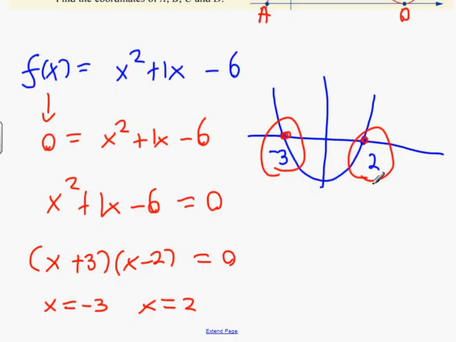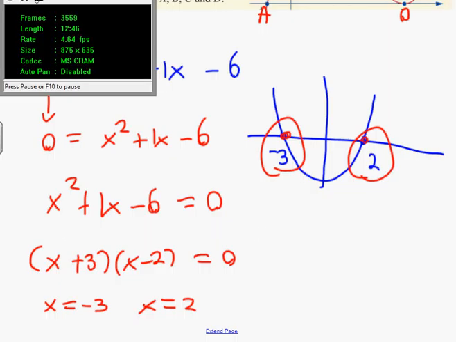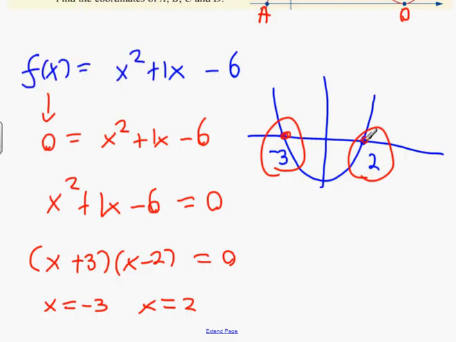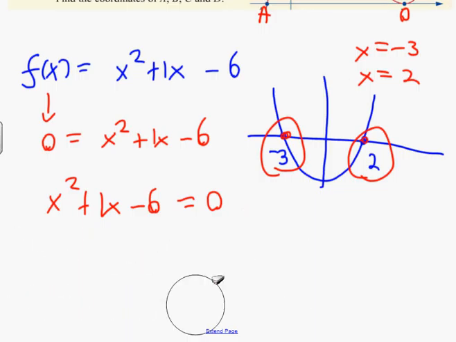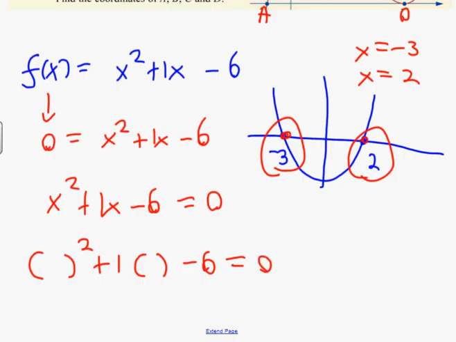Now, what this also means is we now know that my two answers are x equals minus 3 and x equals 2. What effect do these answers have on your equation? The effect they have is that when I leave x blank and decide what number I want to put in, if I put in either 2 or minus 3, what will happen? You'll get 0 equals 0. They'll cause the equation to balance.